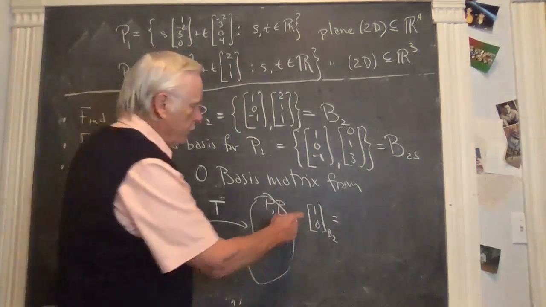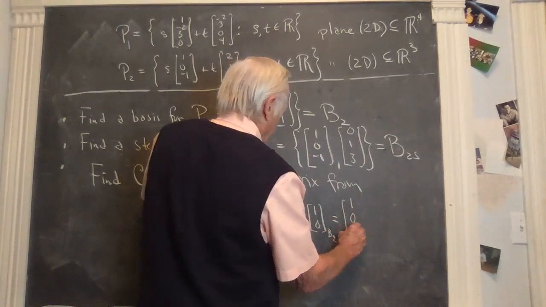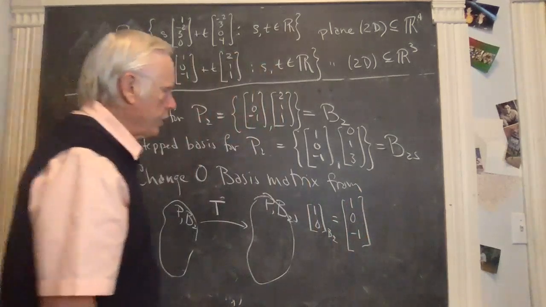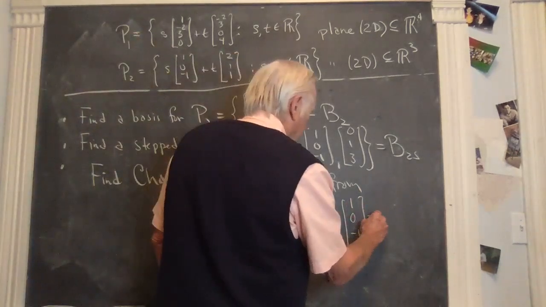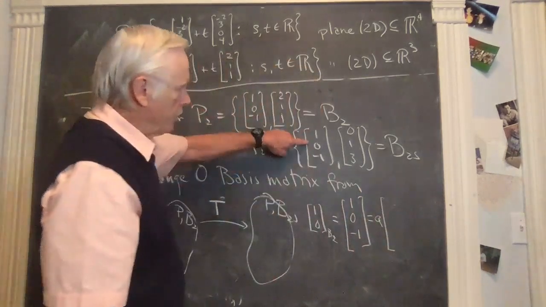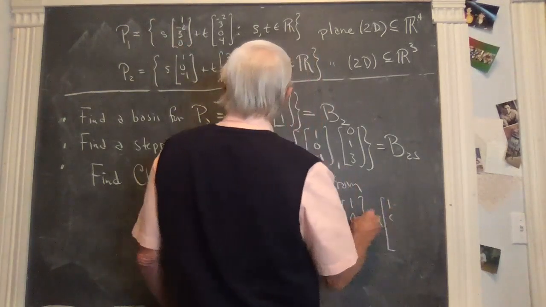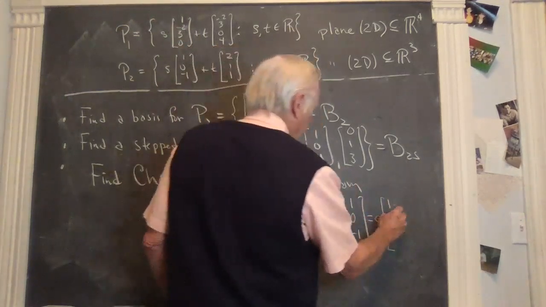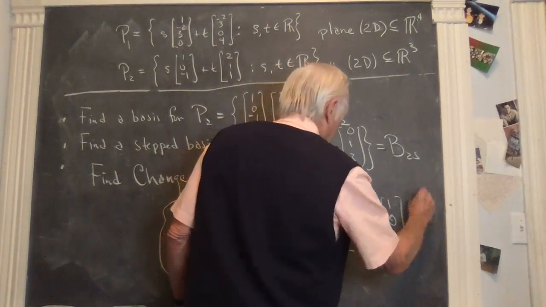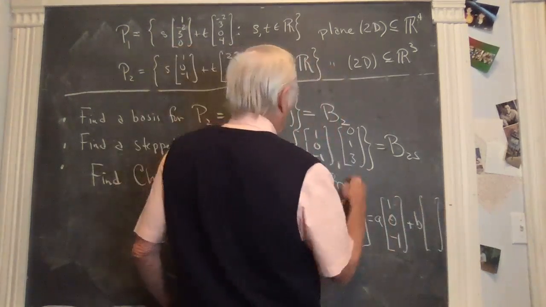And 1, 0 means the first basis vector. So if we write it in standard notation, it's 1, 0, minus 1. And then we want to write this as a linear combination, A times the first one of this, plus B times the second one, 0, 1, 3.